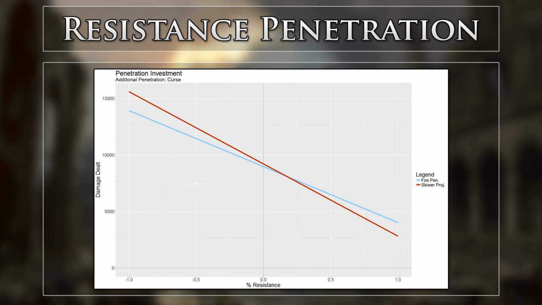As we can see, these functions intersect at 16% fire resistance. If you are fighting monsters with more than 16% fire resistance, the setup with fire penetration will do more damage. But if they have less than 16% fire resistance, you will do more damage swapping the penetration gem for the slower projectile support gem. In general, most monsters have low elemental resistances aside from bosses. More specifically, monster resistances can be checked on PoEDB as well as the PoE Wiki page. These will be linked in the description below.